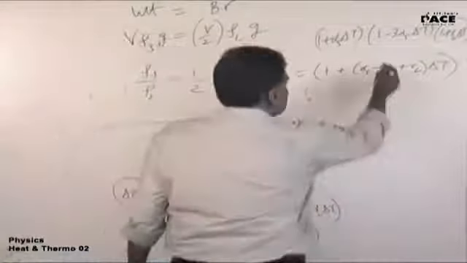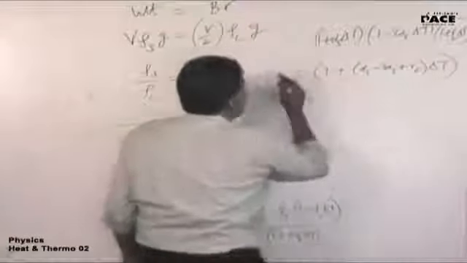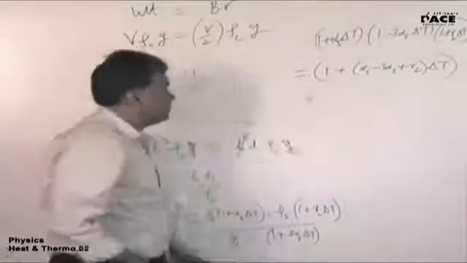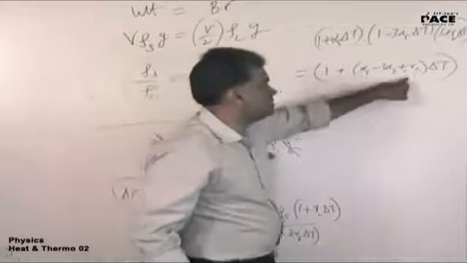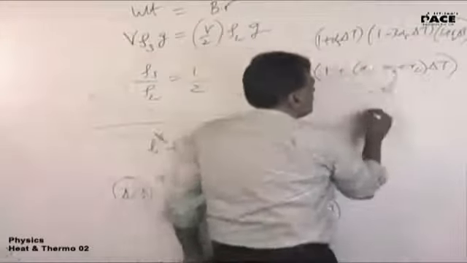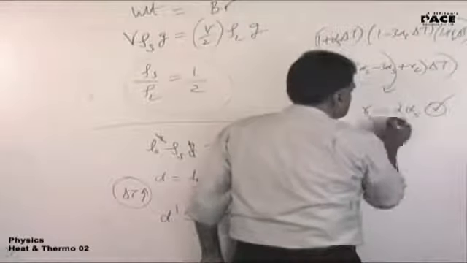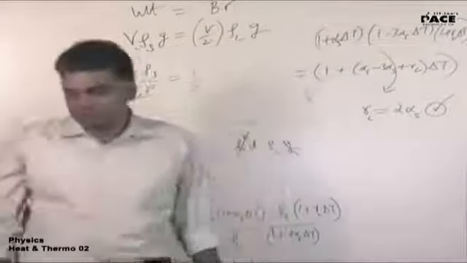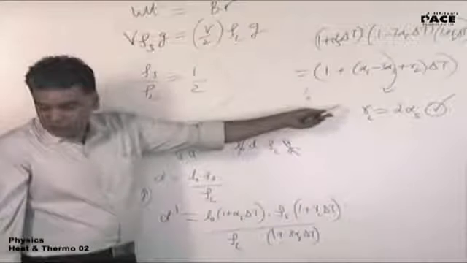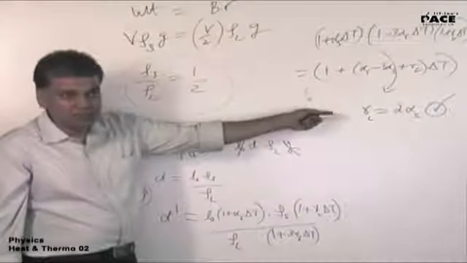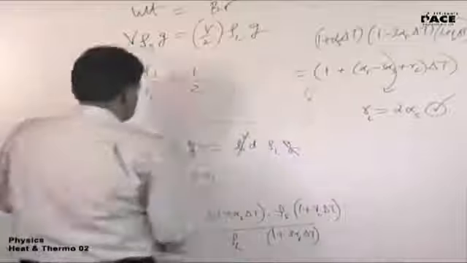So when will this be equal to 1? When this is 1, that means this has to be 0. This is 0 only when gamma L equals 2 alpha s. That's your answer. That's the 10th one. We move on to the 11th question. Is it okay? The last one.